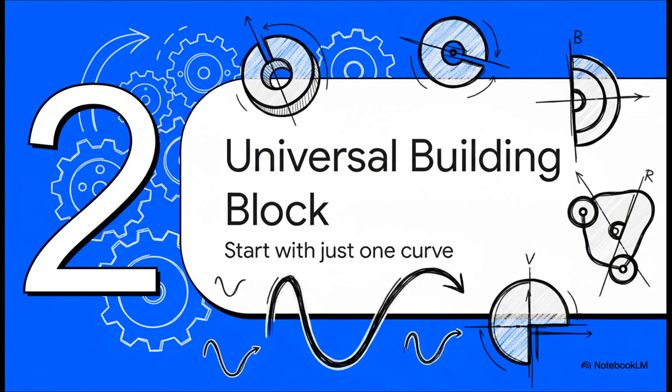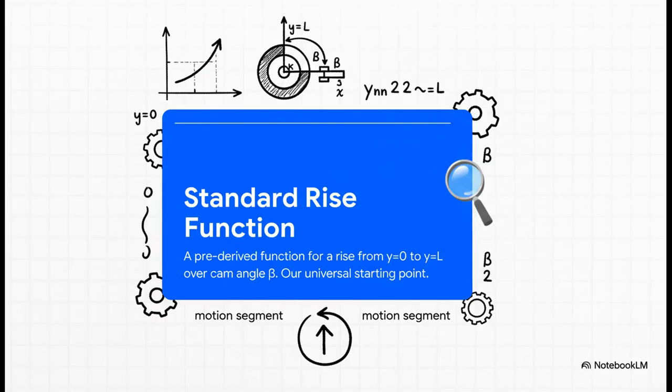Okay, so this brings us to the core concept, the secret sauce, if you will, the universal building block. Think of it like a Lego brick. Instead of having a million custom-made pieces, we're going to start with one perfect standard brick that we can use to build anything. And here it is. We call it the standard rise function. It's just a pre-made mathematical function that describes a super simple motion, a rise from zero displacement up to some total lift, let's call it L. And it happens over a certain CAM angle, which we'll call beta. This one function is going to be our starting point for everything.